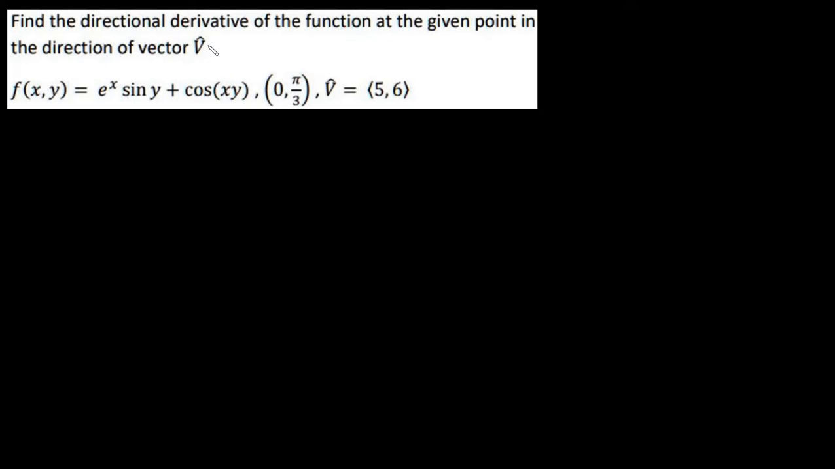In this question, we are asked to find the directional derivative of this function at the point (0, pi over 3) in the direction of v vector. So let's start to solve this problem. Directional derivative of f at the point p in the direction of v vector is given by gradient of f at the point p dot v cap.